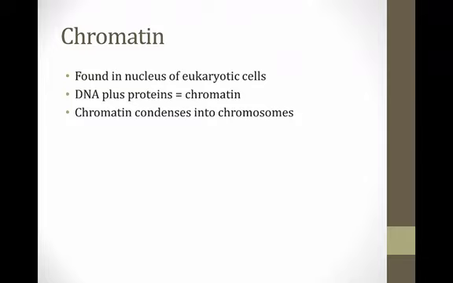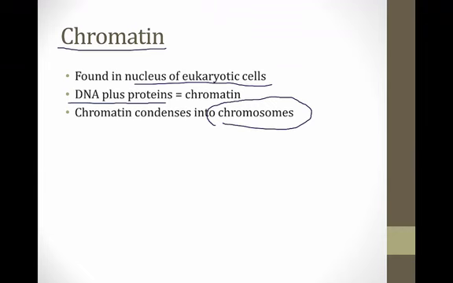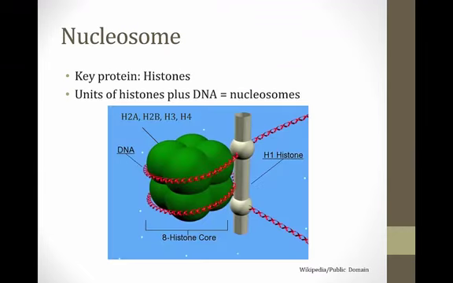So the first thing we need to talk about is chromatin. Chromatin is a structure found in the nucleus of eukaryotic cells, and chromatin consists of DNA plus proteins. You may be familiar with structures called chromosomes, and chromosomes are units of condensed chromatin. One of the most important proteins found inside of chromatin are the histones, and inside of chromatin you can find repeating units of histones plus DNA, which are called nucleosomes. This is a picture of a nucleosome on the screen right here, and there are many of these found inside chromatin, and this is the way that the DNA condenses so that it can fit inside of the nucleus.